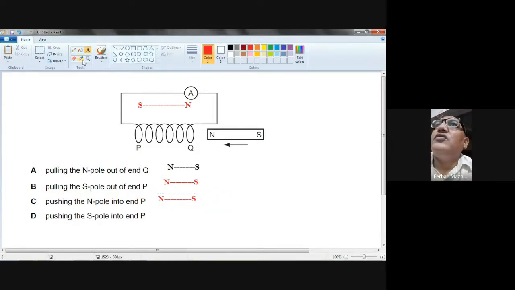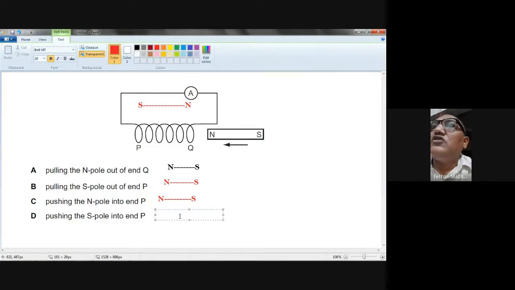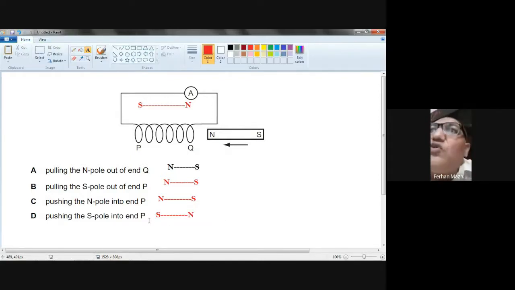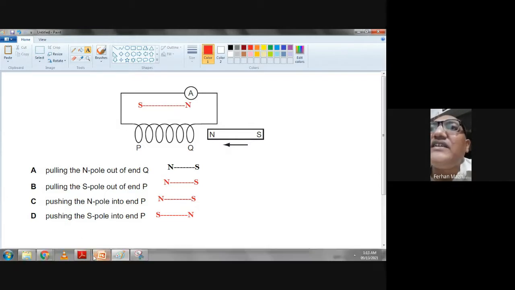Here he said pushing the south pole into the end P. To oppose it, a south pole will appear here, and on the Q obviously the opposite, a north pole will appear. So where do we have the same poles as in the original situation? In option D. So I think D is the right option.